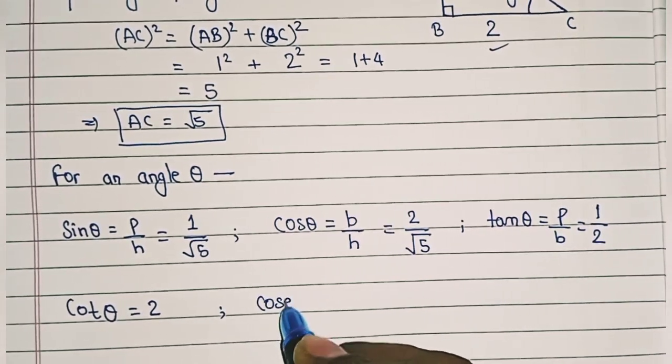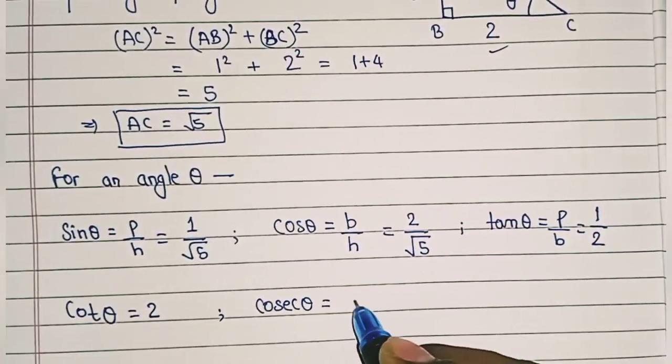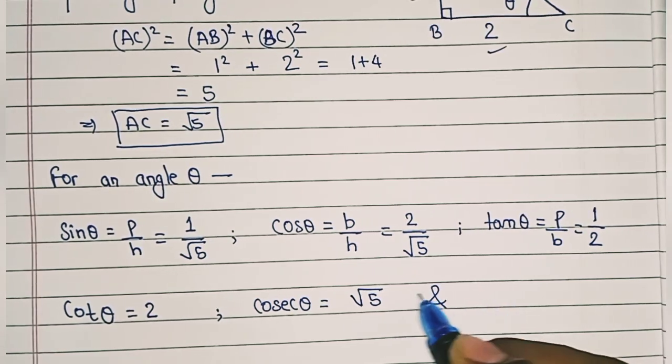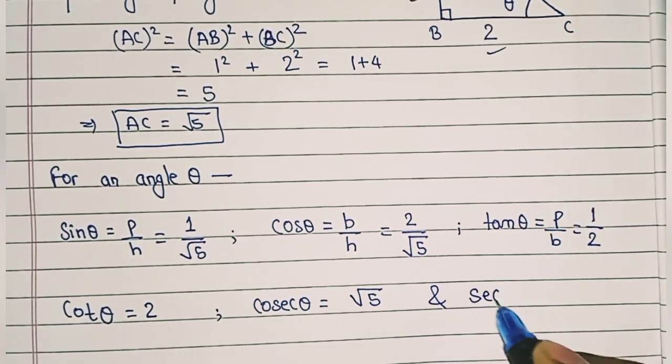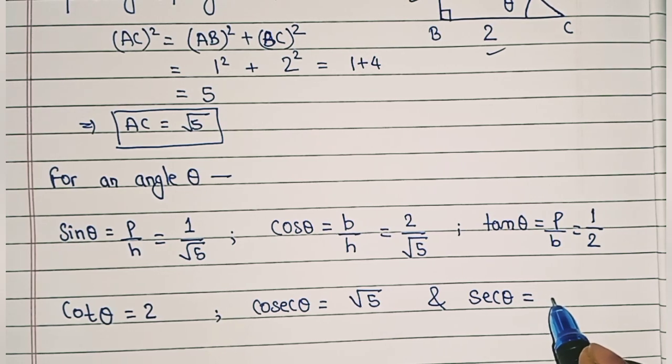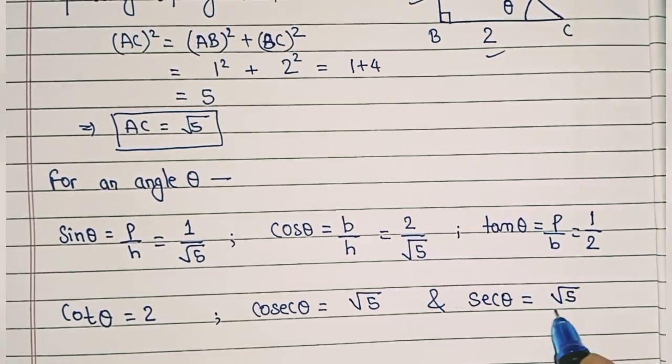Cosec theta is just opposite of sine theta, so it is root 5, and sec theta is just opposite of cos theta, so it is root 5 upon 2.